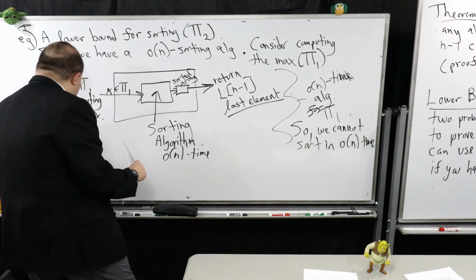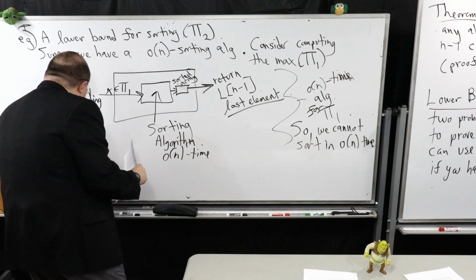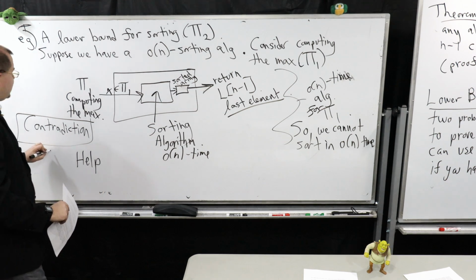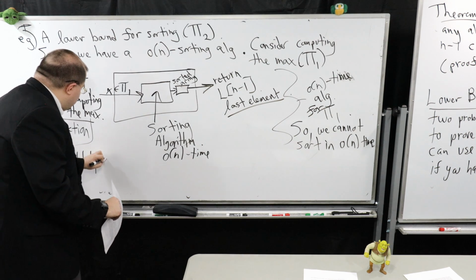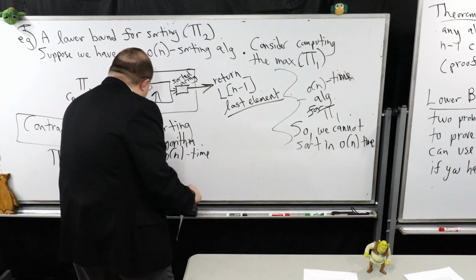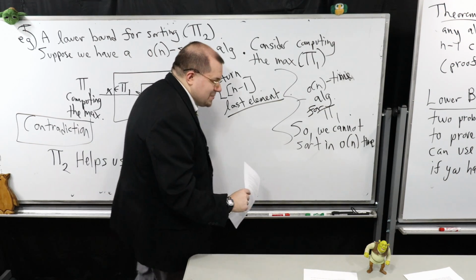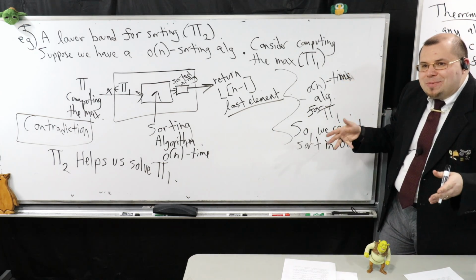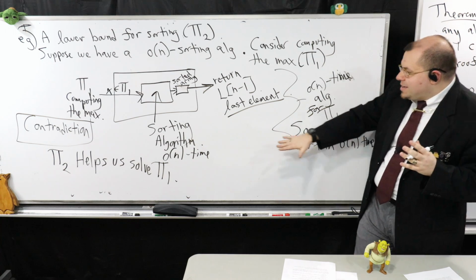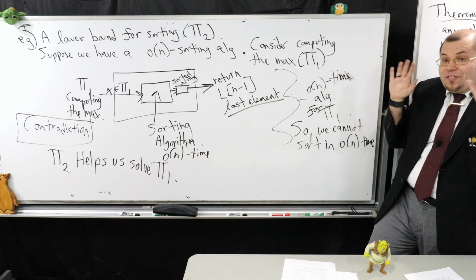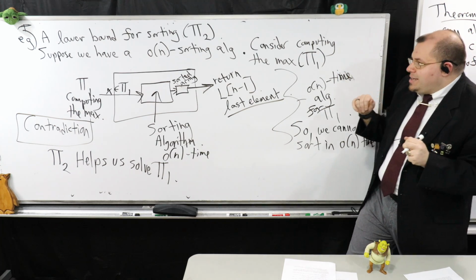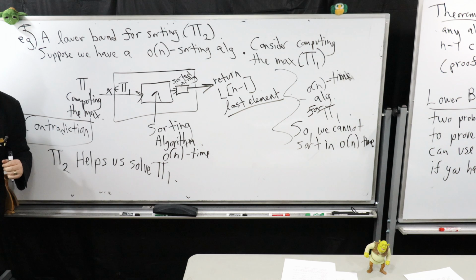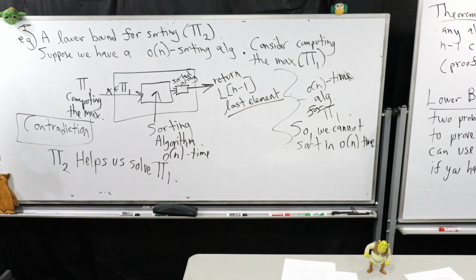So the whole idea with the reduction here is that pi 2 helps us solve pi 1. If there's some way I can use pi 2 to help me solve pi 1, and I assume that this algorithm's so fast that it actually doesn't exist, the whole idea is that I have assumed this box exists here. The contradiction is that this box actually doesn't exist, which is really weird to think about, right?